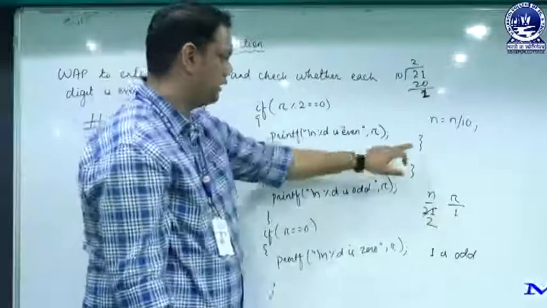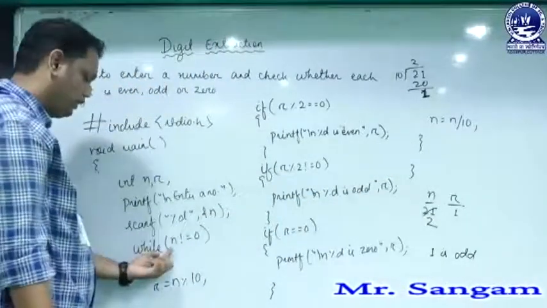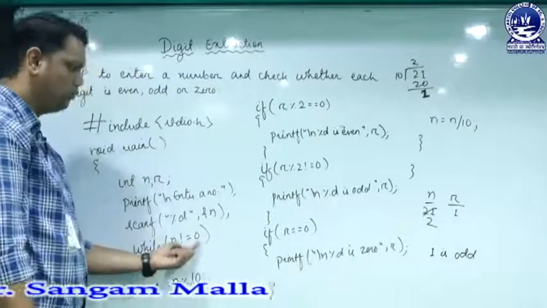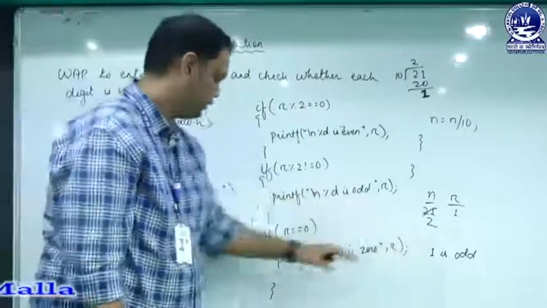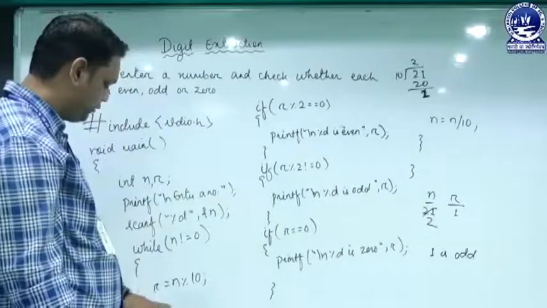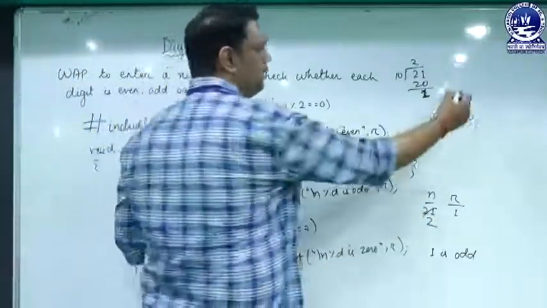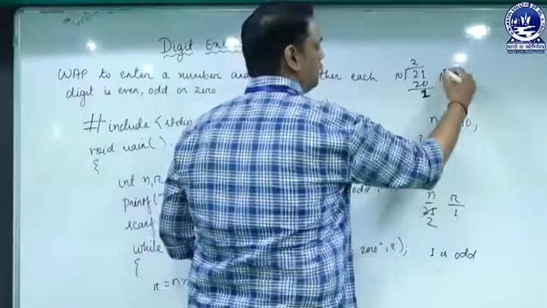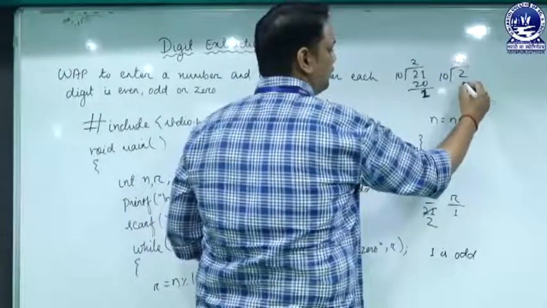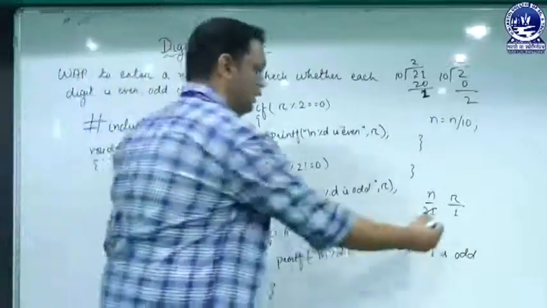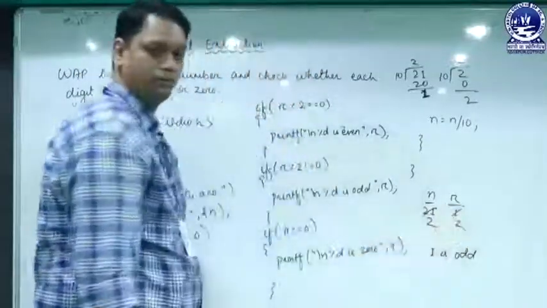So this curly bracket will return the pointer to the while condition. That means n not equal to 0. 2 is not equal to 0. Yes, true. Now n modulo 10 means 2 will be divided by 10. So 10 zeros are 0, that means the remainder is 2. So 2 will be stored in r. So r will contain the value 2 now.